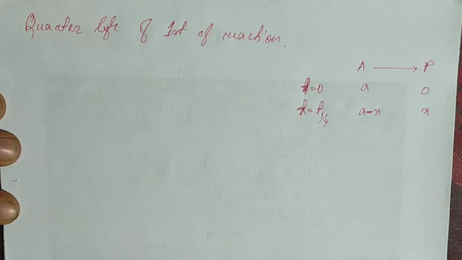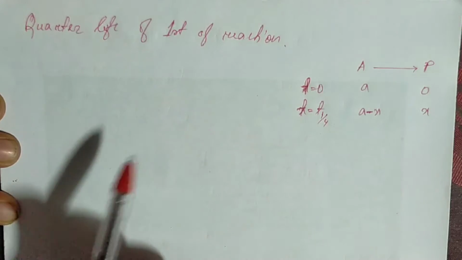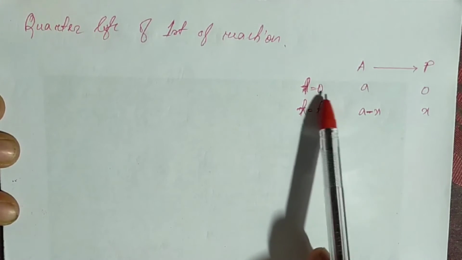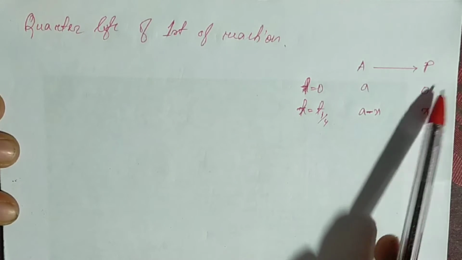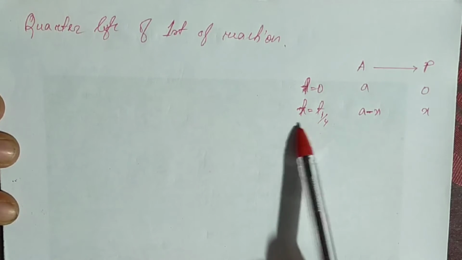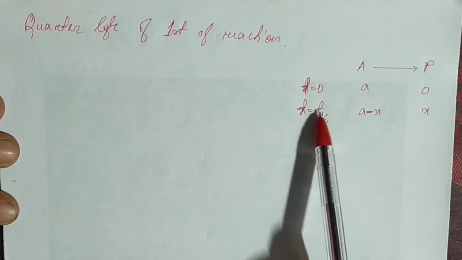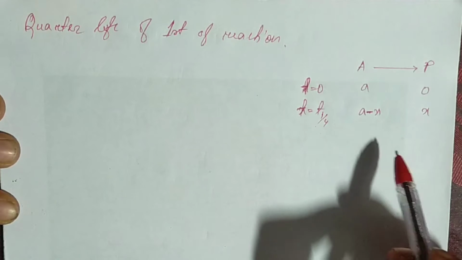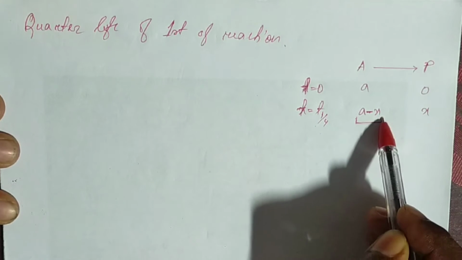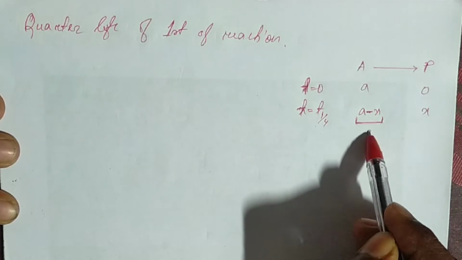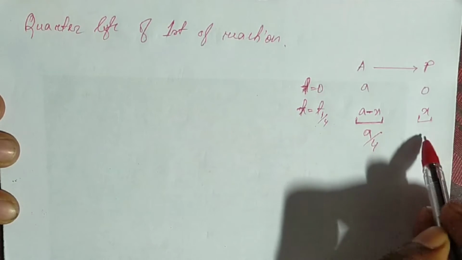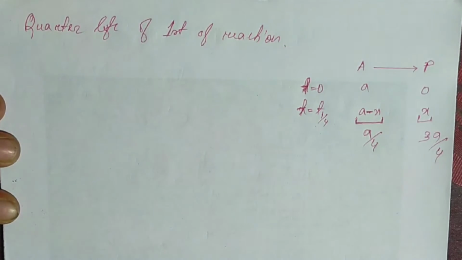Next, if we discuss the quarter life of a first order reaction, you can see that reactant A is converting to product P. When time is 0, A is present and the product is 0. When time is t 1/4, the remaining part of the reactant, a minus x, is a by 4. So you can say that the x part will be 3a by 4.